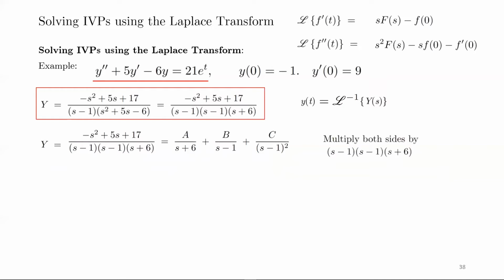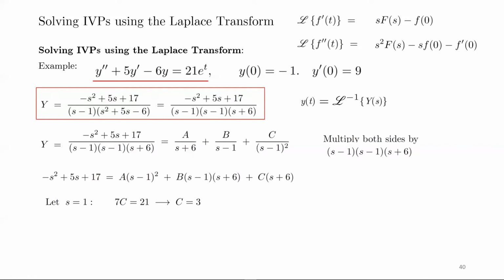What we're going to do then is multiply both sides of the equation by the denominator on the left hand side, so s minus 1 squared times s plus 6. On the left hand side we are left with negative s squared plus 5s plus 17. And on the right hand side, you can see some terms cancel. I'm going to let s equals 1 here, because then in the a term I get 1 minus 1, which is 0, so this term disappears. Similarly in the b term I get 1 minus 1 is 0, so this term disappears. In the c term, I get 1 plus 6 is 7, so I get 7c. Over on the left-hand side, I get negative 1 squared is negative 1, plus 5 plus 17 is 21. So I end up with c equal to 3.